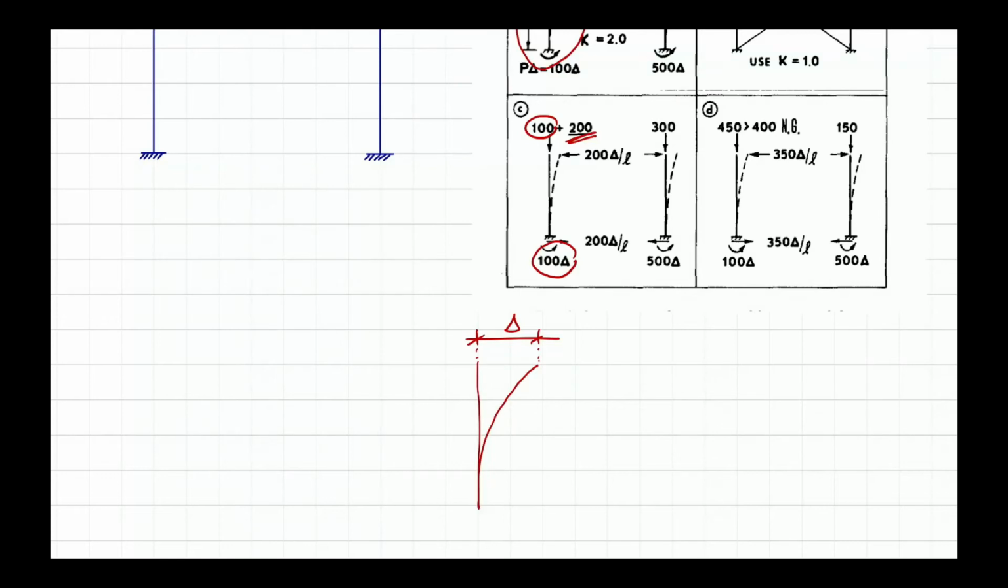Okay, we have delta. So the delta multiplied by 100 is taken care of by this 100 delta. You have another part which is 200. That cannot be taken care of by the spring at the base because you are saturating the spring at the base.